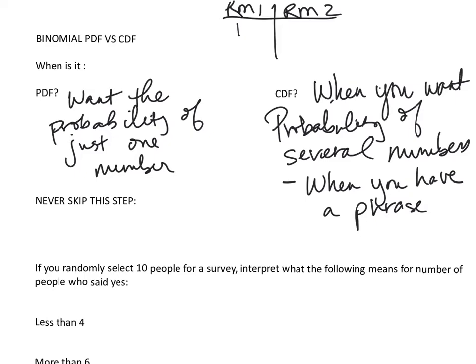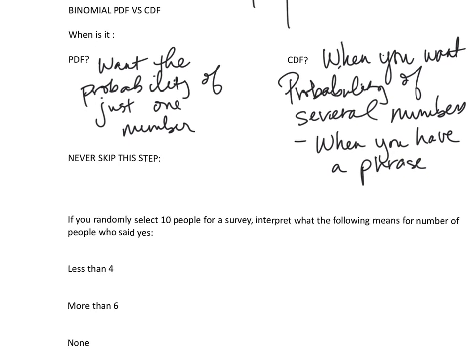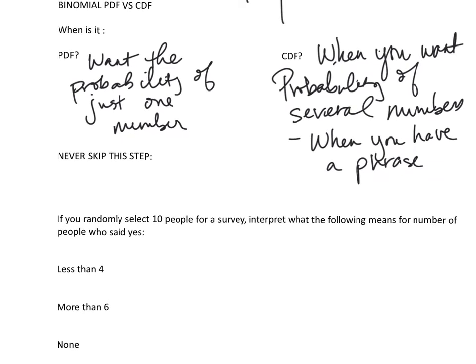Never skip this step. Here's the step I teach. And the people that skip it are the ones that get it wrong. Hands down. Every time, every year. So please don't skip the step I'm about to tell you about. Always write out the numbers in the phrase. In a CDF situation, you're going to want the probability of a bunch of different numbers, and it's an or situation. And so in order to put the correct thing in your calculator, you need to know what's the last number in my list, and that's what goes in the calculator. You don't know what the last number in your list is unless you write out the phrases.